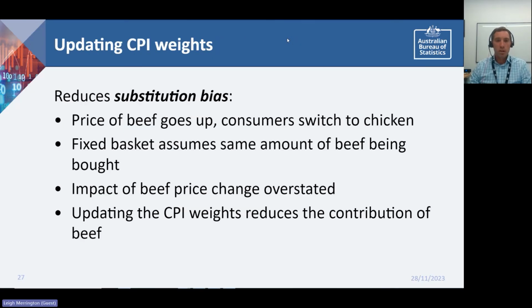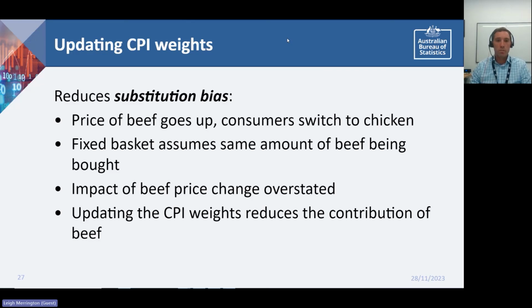Okay, so substitution bias. It's really important that we update the weights in the CPI basket to reduce this phenomenon known as substitution bias. So I'll just give a hypothetical example of what that is. If the price of beef goes up, what do consumers do? They switch to chicken. That's a rational response that we know occurs. They purchase less beef and switch to chicken. It's a good substitute, and it's cheaper. Its prices haven't risen as much.